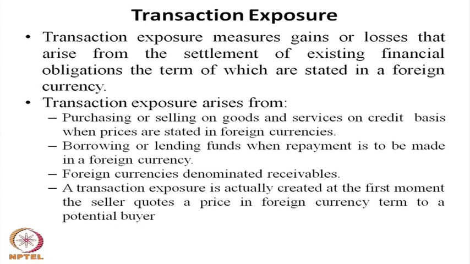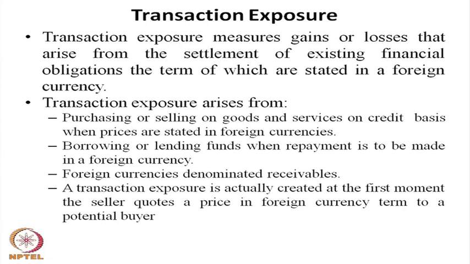Transaction exposure arises from purchasing or selling goods and services on credit basis when prices are stated in foreign currency. We are purchasing or selling some goods, and the goods prices are in foreign currency. Whenever there is a foreign currency fluctuation, the value of the goods and services changes, so we have transaction exposure. When borrowing foreign currency from abroad, we have to pay principal and regular interest. Since foreign currencies fluctuate, the principal value changes, the interest payment also changes, so we have transaction exposure. When we are lending foreign currency to some other person, the person is repaying us in the form of principal and interest payment.